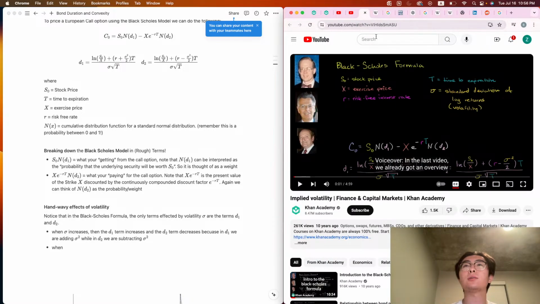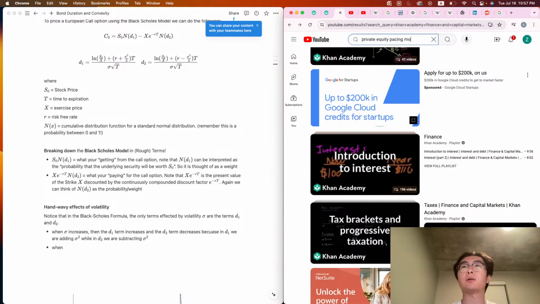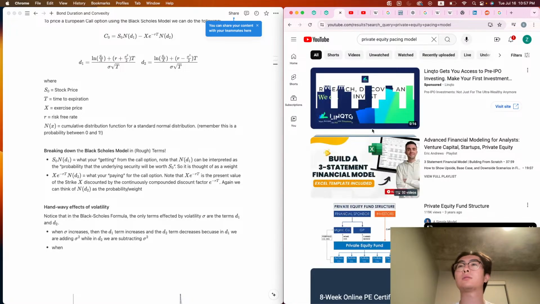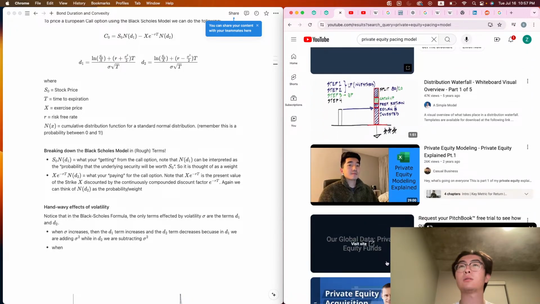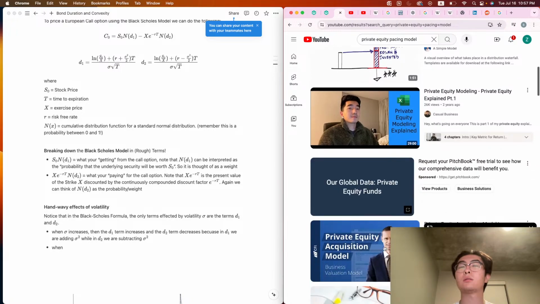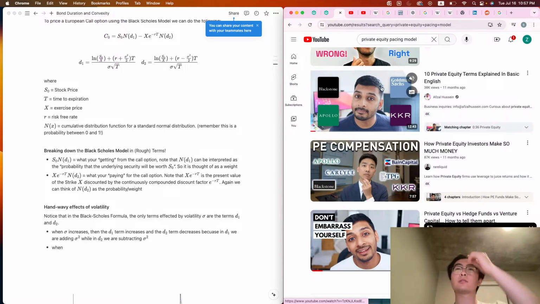So let me see real quick. Is there a private equity pacing model? Yeah, just interested in looking at this real quick.